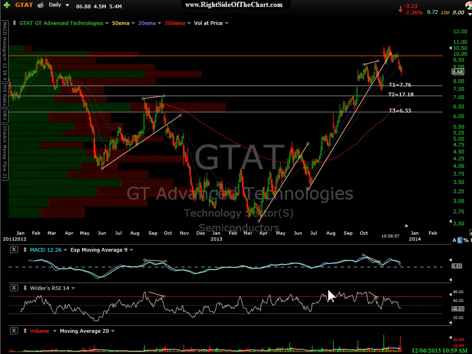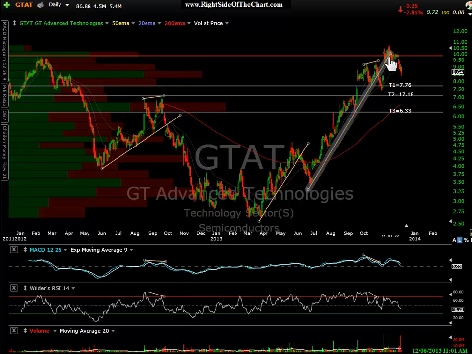GT Advanced Technologies. This one is indicative of quite a few of these solar stock trades. What happened here on GTAT is we shorted here. We shorted this trend line break. I believe that was the short entry there. And we went on quickly to hit the first target, and the entire sector, including GTAT.